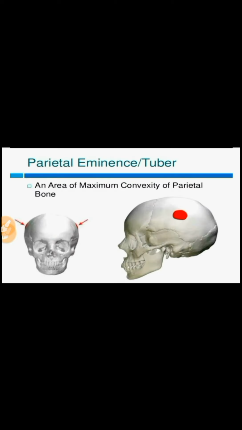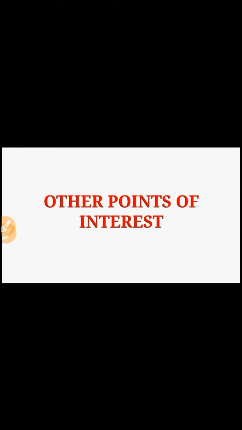And coming to the pair of parietal eminences on either side, when we view the skull from above, that is norma verticalis view, the anterior part is narrow and the posterior part is broad. At the broad posterior part, the lateral most points are the parietal eminences of the parietal bone.